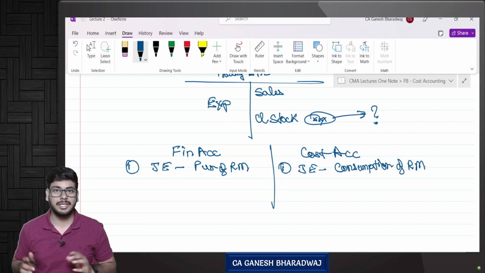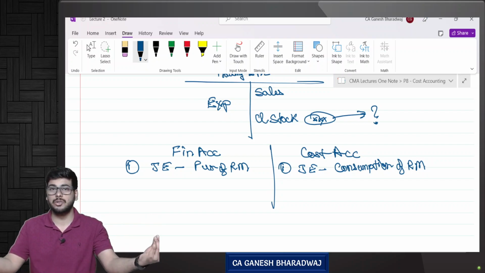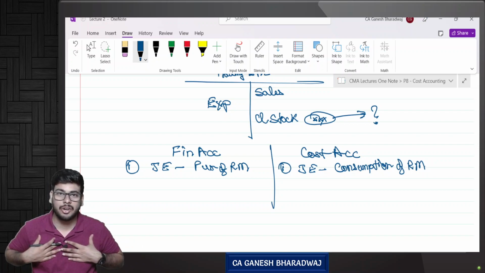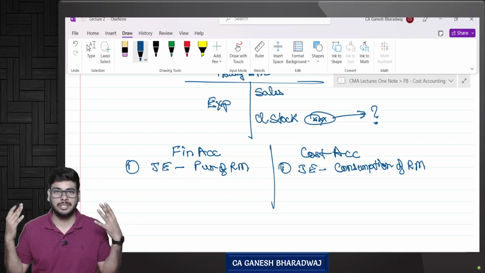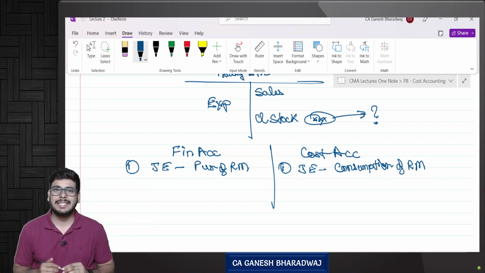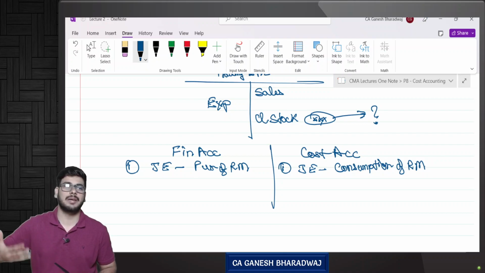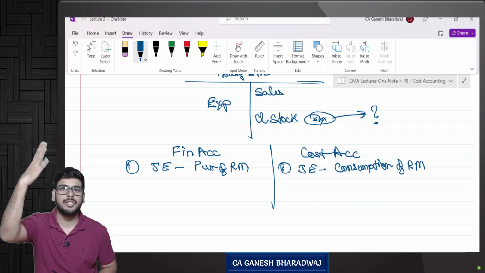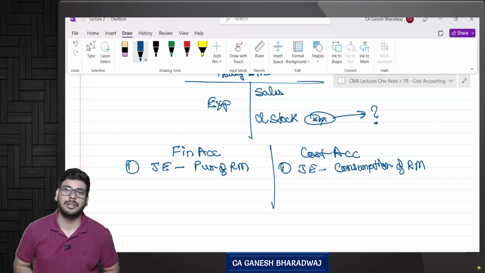But right now, understand that the entire journey of conversion of a raw material into finished goods gets tracked only in our subject called cost accounting. It does not get tracked in financial accounting, and this is the reason why we are able to value the stock and give it to the financial accountants. Are you all clear with this?